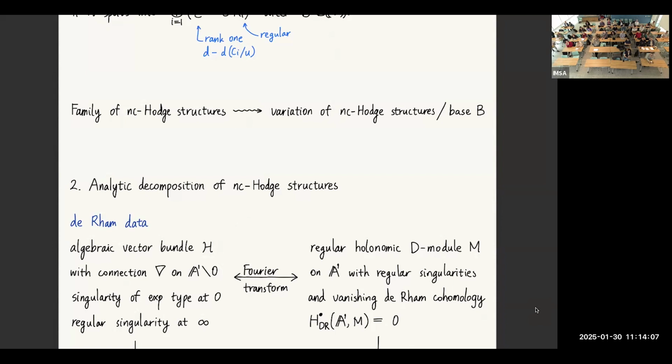singularity at infinity. If we apply Fourier transform to this connection seen as a D-module, we can get a regular holonomic D-module M on A1 with regular singularities everywhere. So after Fourier transform, before we had just two singularities, one at 0 and another at infinity. After Fourier transform, we will have many singularities on A1, but they will all be regular. That is equivalent to the singularity at 0 being of exponential type. So exponential type there translates to regular singularities after Fourier transform. And furthermore, we have vanishing de Rham cohomology. So if I take the de Rham cohomology of this regular holonomic D-module M, we get 0.